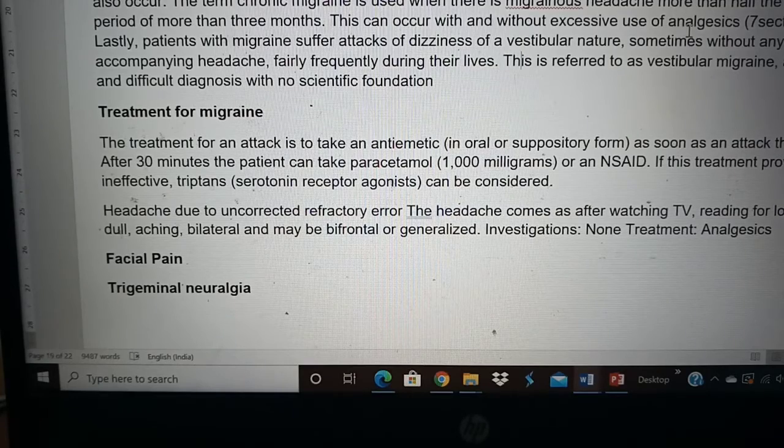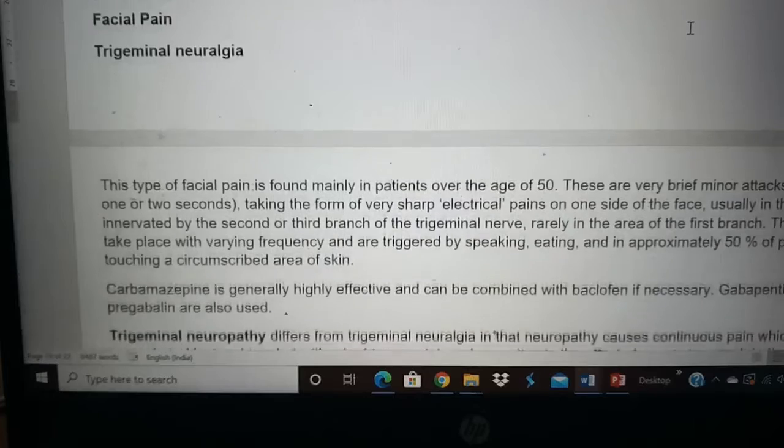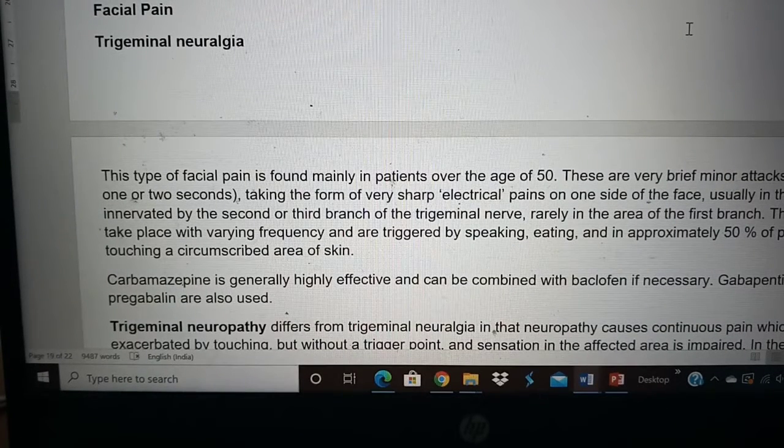The next topic that we are going to see is facial pain. This is another neurological symptom. There are many reasons actually. Three common reasons why a person gets facial pain are, first, trigeminal neuralgia. The trigeminal nerve is one of the cranial nerves: olfactory, optic, oculomotor, trochlear, and trigeminal. That is the fifth cranial nerve.